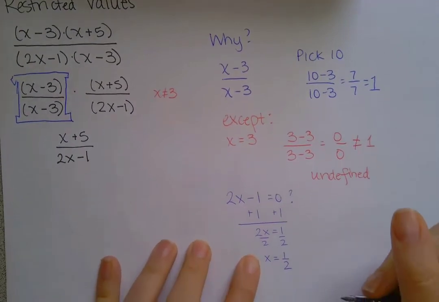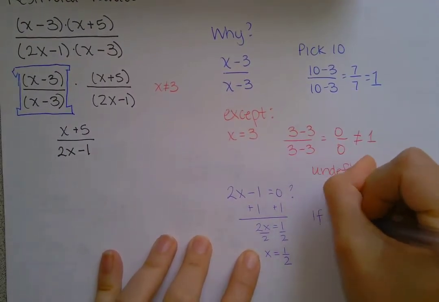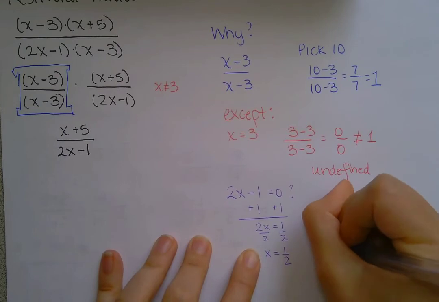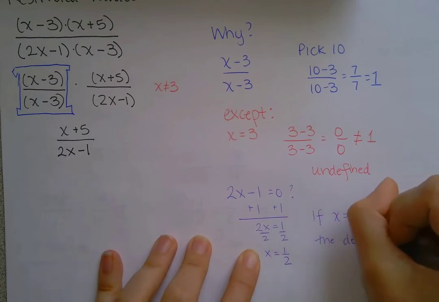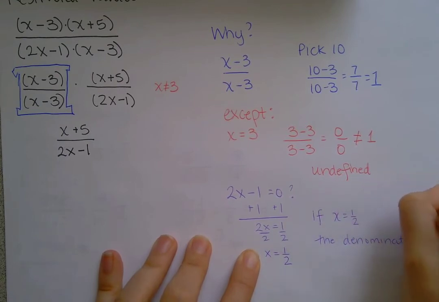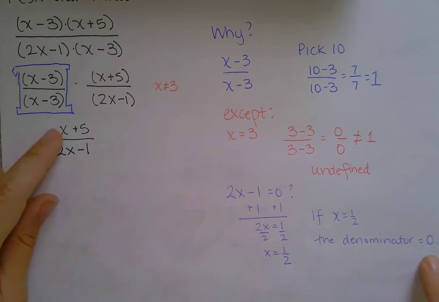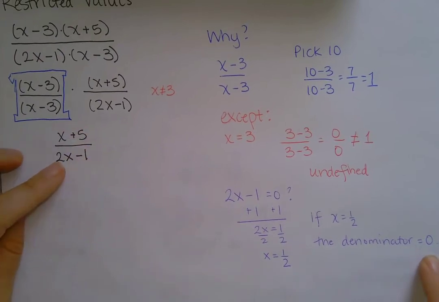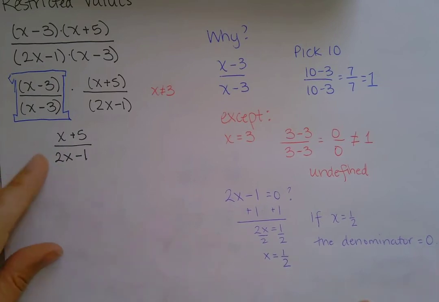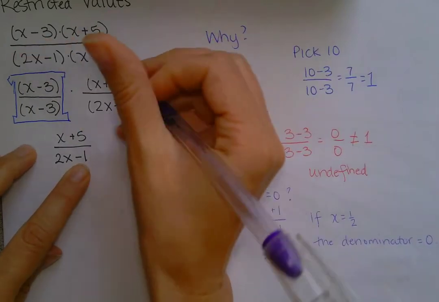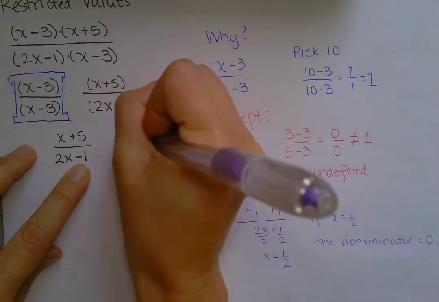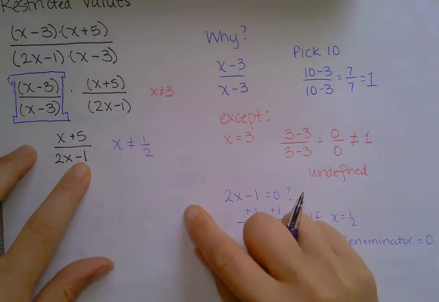So if x were 1/2, the denominator would be 0. And we can't have a denominator equal to 0. If you haven't watched that video yet, there's a whole other video about why we can't divide by 0. So this expression wouldn't really work out for us if x were to equal 1/2, because then our denominator would be 0. So x can also not equal 1/2. So we have two restricted values.